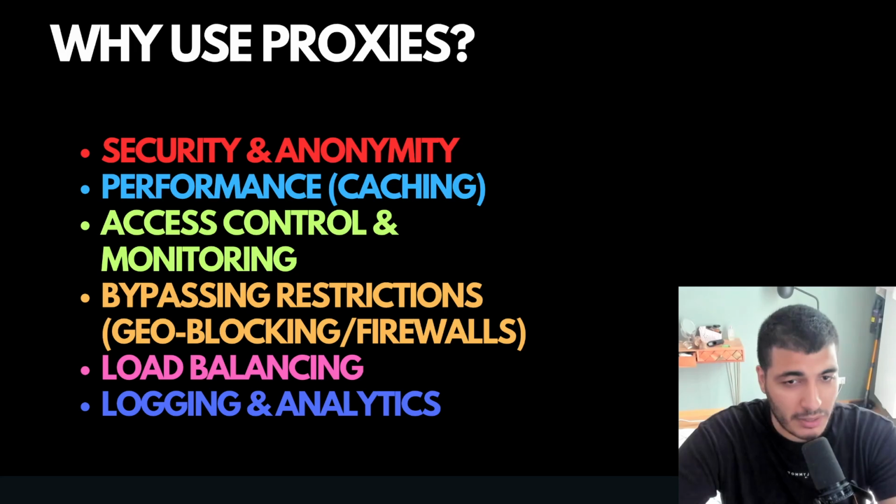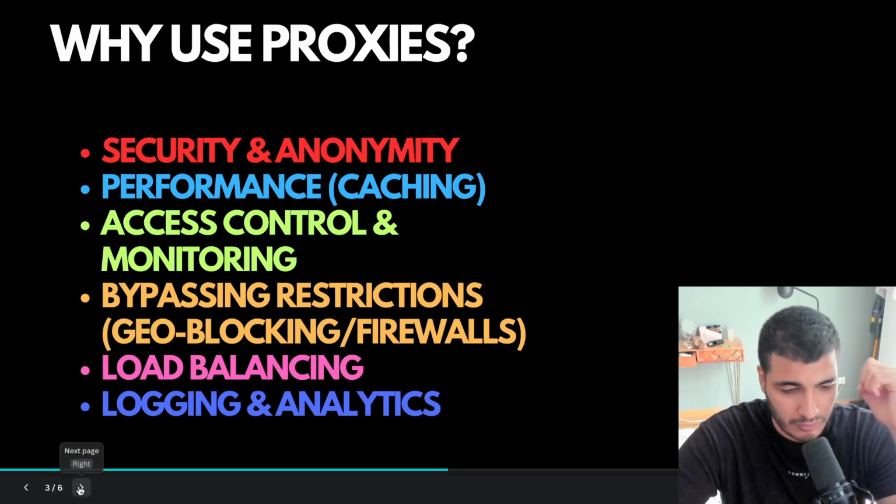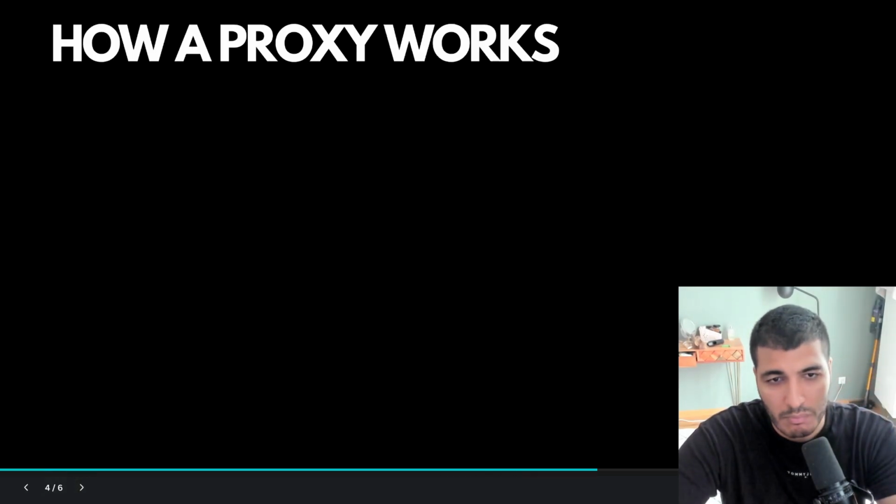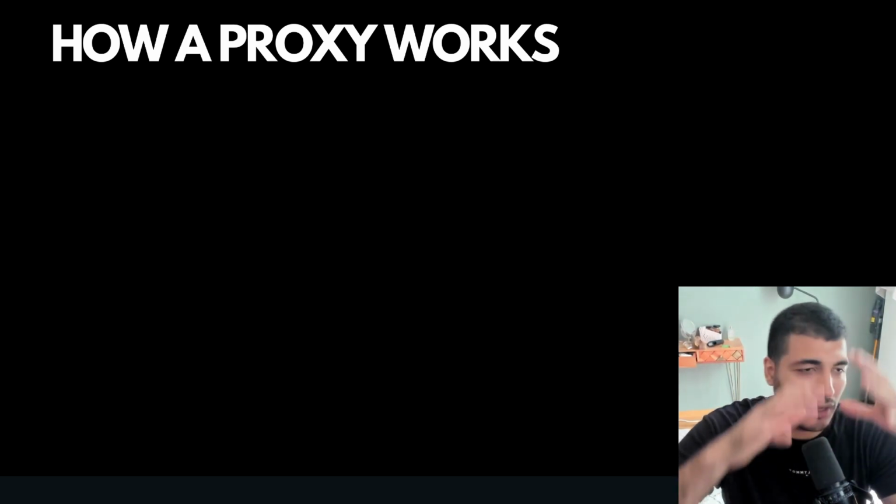Number five, load balancing. As we discussed in a previous video, some proxies, particularly reverse proxies, also act as load balancers, distributing incoming traffic across multiple backend servers to improve performance and availability. Number six, which is lastly, logging and analytics. Proxies can provide a centralized point for logging all network requests and responses, offering valuable data for traffic analysis and debugging.